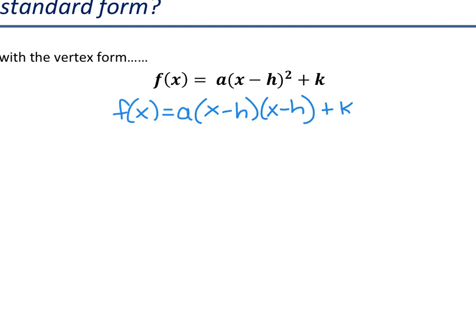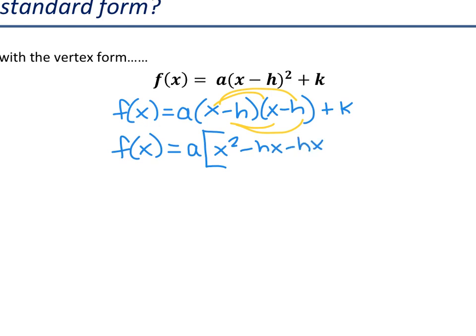And now I'm going to go ahead and distribute this. And remember, when you square a binomial, you end up with a trinomial out of it. So I have f of x equals a, and I'm going to go ahead and maybe put a bracket here. So x times x is x squared. x times negative h is negative hx. Negative h times x is another negative hx. And negative h times negative h is a positive h squared. All of that is going to see that distribution of the stretch factor a. And on the outside, we still have our plus k.